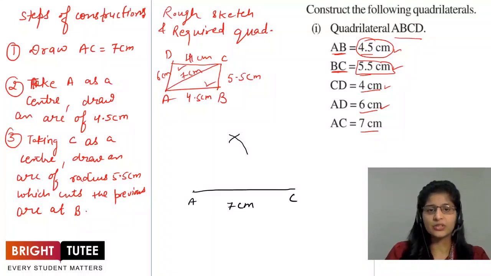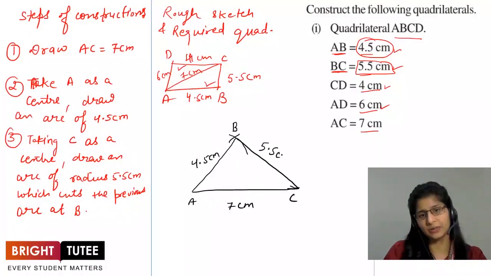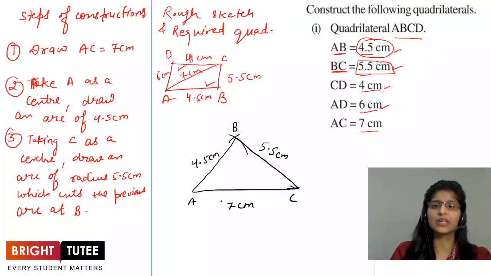Clear? Now we will join A to C, and let us name this point as B. A to B we will join, and B to C also we will join. Clear? Like this. Now the triangle is formed. Let us write the measurements: 4.5 centimeter and 5.5 centimeter. Now we need to get the point D.